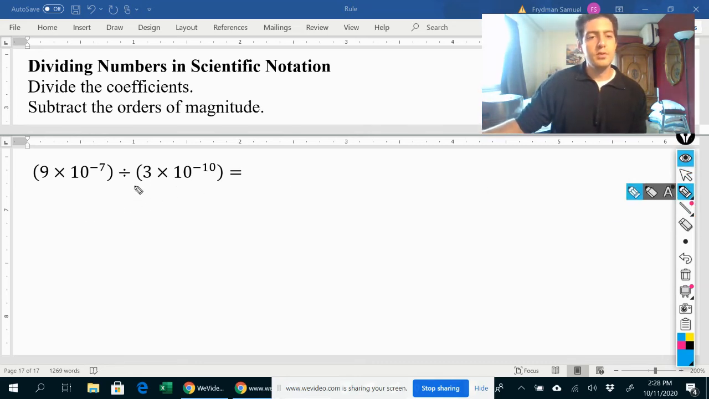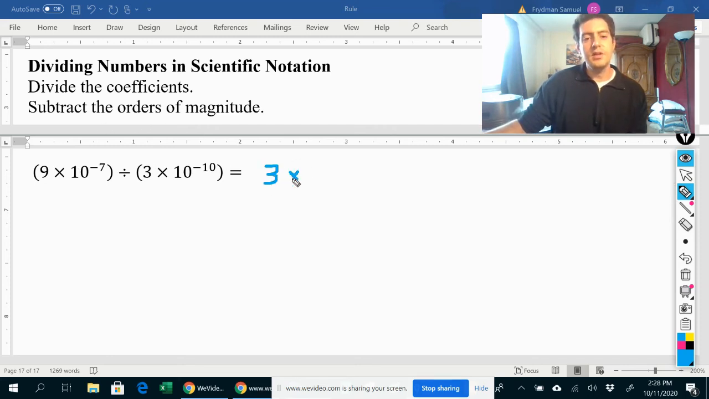So I can remember that rule. I'm going to divide the coefficients. I'm not going to write everything as a fraction this time. If you want to remember where these rules come from, go back a few minutes to the previous example where I wrote everything as a fraction, and then you can see where those rules come from again. This time I'll just follow the rules. So I'm going to divide the coefficients. 9 divided by 3, I'll get 3.